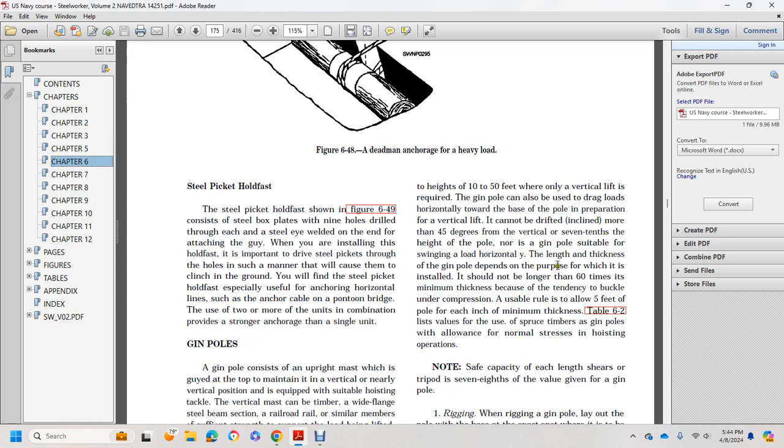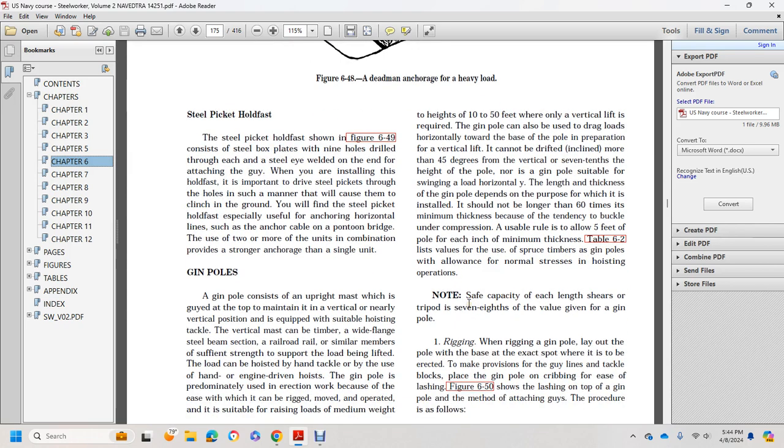The length and thickness of the gin pole depend on the purpose for which it is installed. It should be no longer than 60 times the minimum thickness, to overcome the tendency to buckle under compression. A usable rule is 5 feet of pole for each inch of minimum thickness. The list of values for the use of spruce timbers for gin poles allows for the normal stress of the hoisting operation, with no safety capacity. Each length shear of the strip tripod is given 7/8 of the value given for the gin pole.